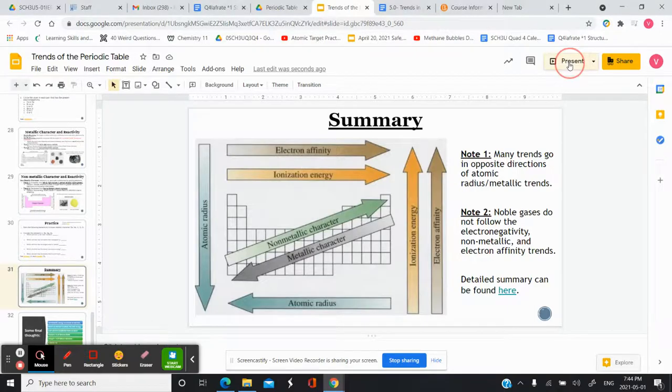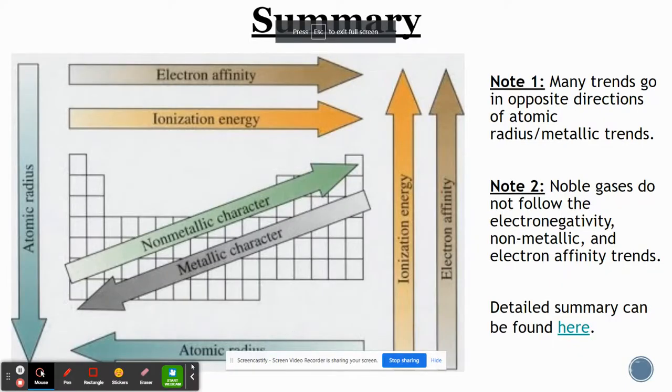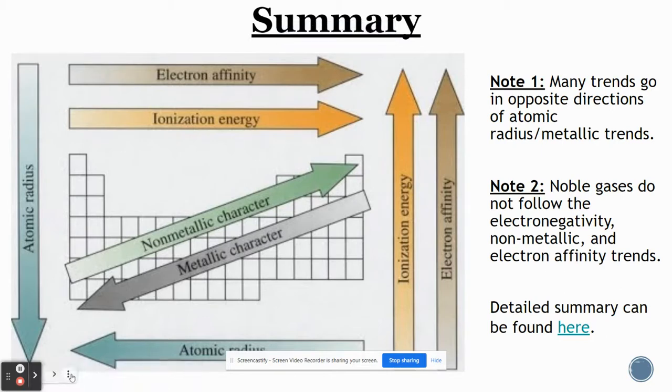So in this video, we're just going to summarize the periodic trends that we studied in this lesson. So here are the periodic trends all summarized in one spot in the periodic table. As you can see, remember the arrow means pointing towards the direction that it's increasing in. So electron affinity, ionization energy, and then also electronegativity as well.